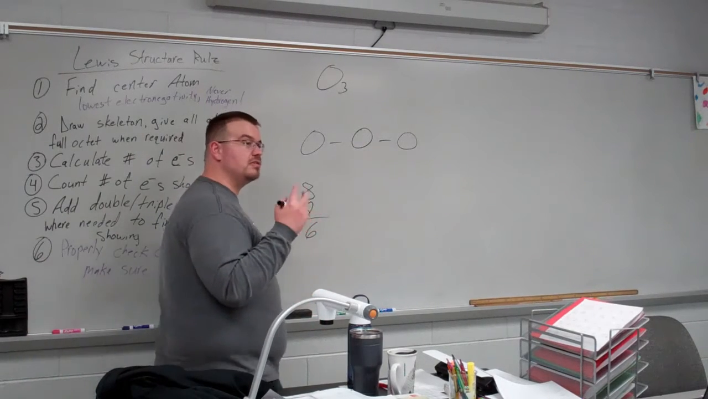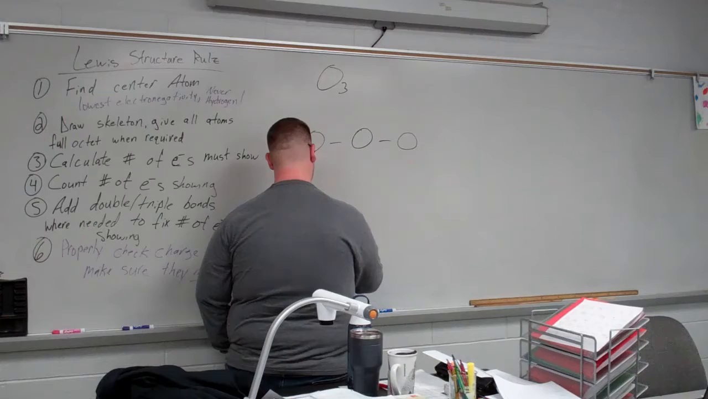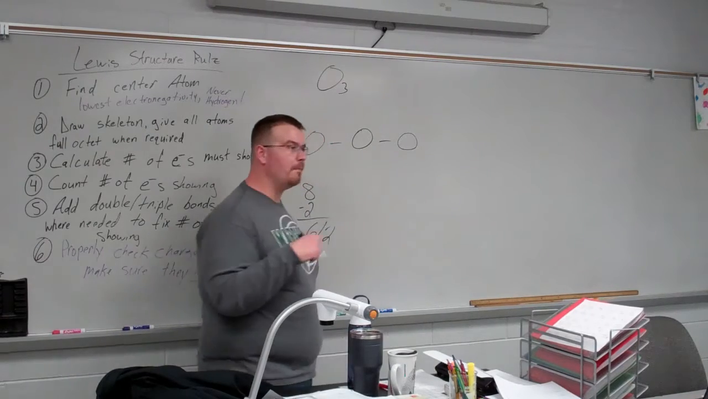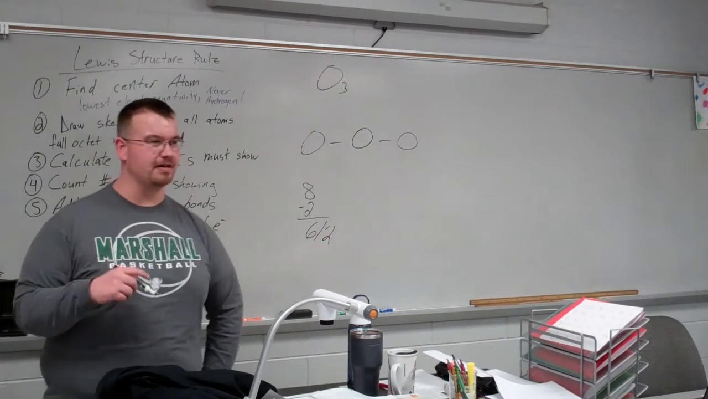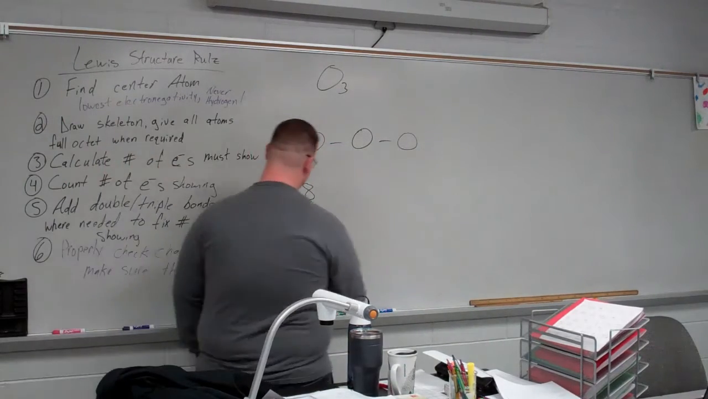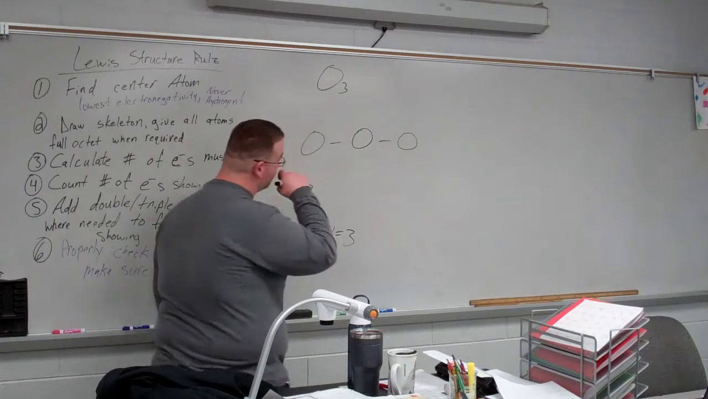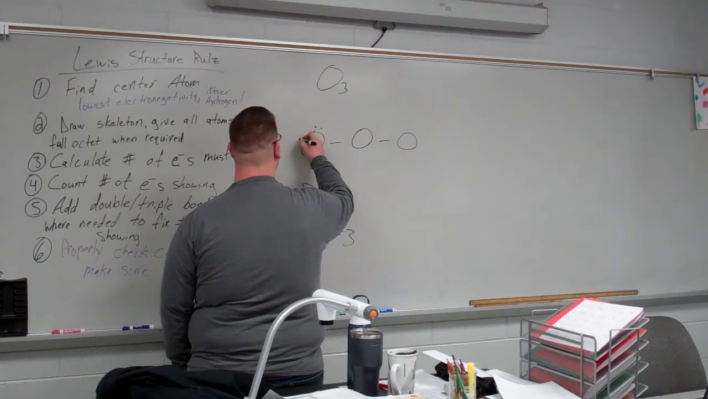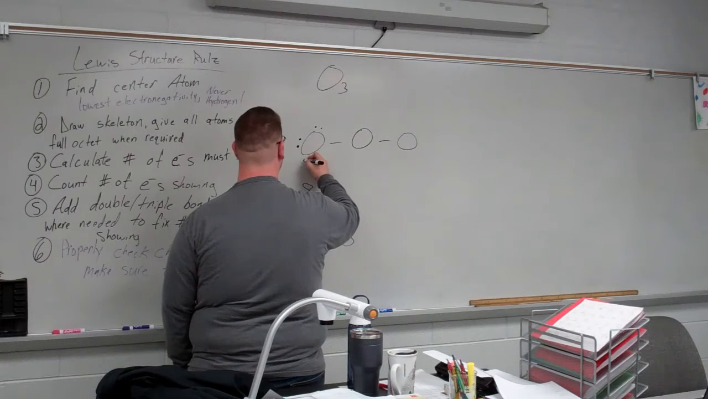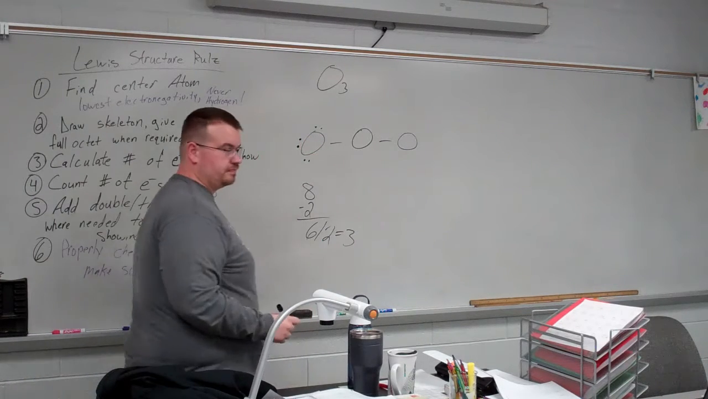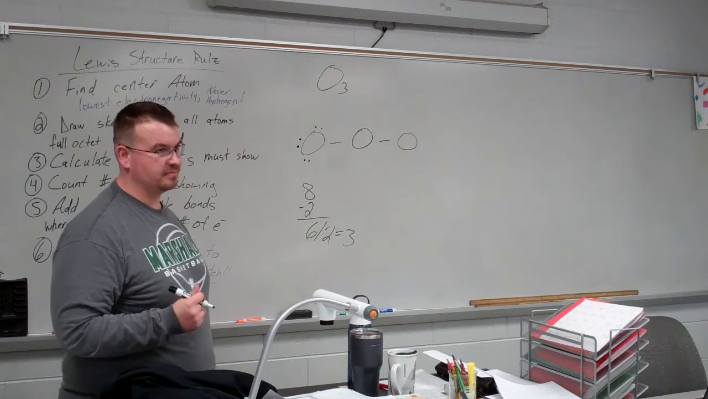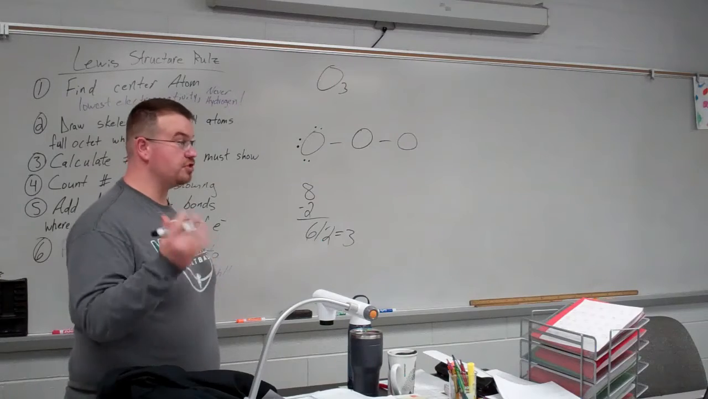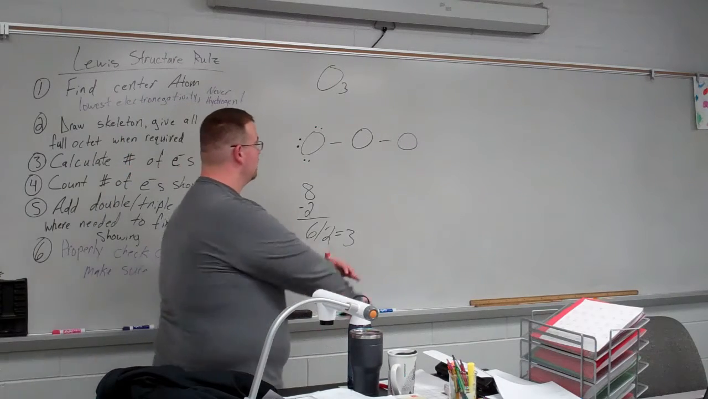6 electrons. So now we'll divide this by 2 because the lone pairs come in pairs of 2. So 6 divided by 2 is 3. I need 3 lone pairs. So there's 1 lone pair, 2nd lone pair, 3rd lone pair. Just dots. Yeah, they're just dots. They stand for electrons.